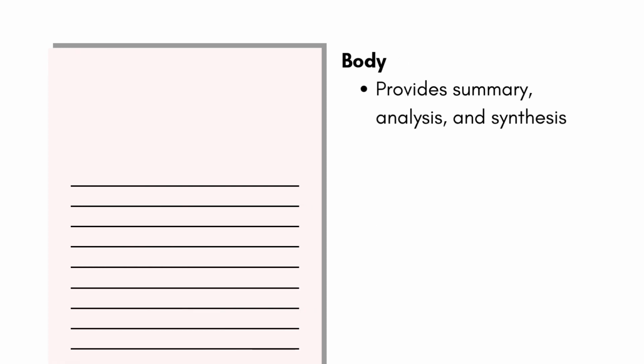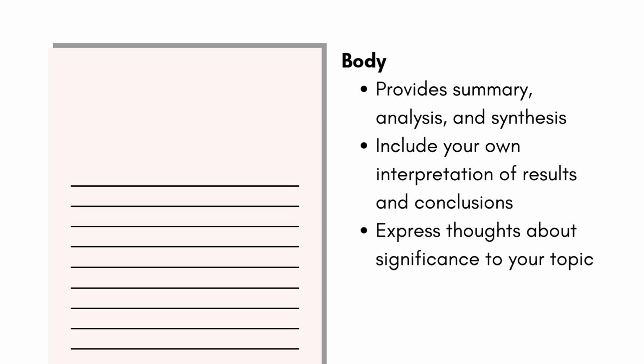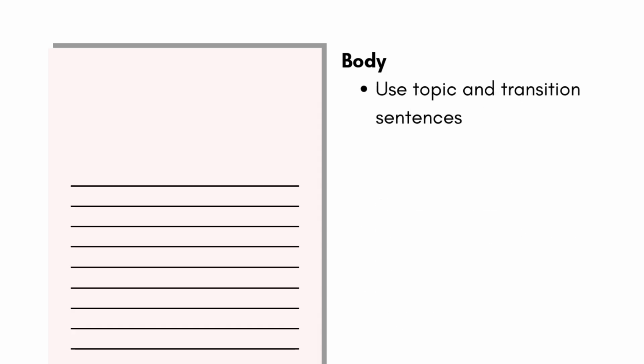Your body paragraphs are where you will provide summary, analysis, and synthesis of your sources. Make sure to provide your own interpretation of their results and conclusions, your thoughts about their significance to your topic, and your observations regarding any gaps in the research. Paragraphs in the body should be structured using topic and transition sentences to make sure that your review flows logically.